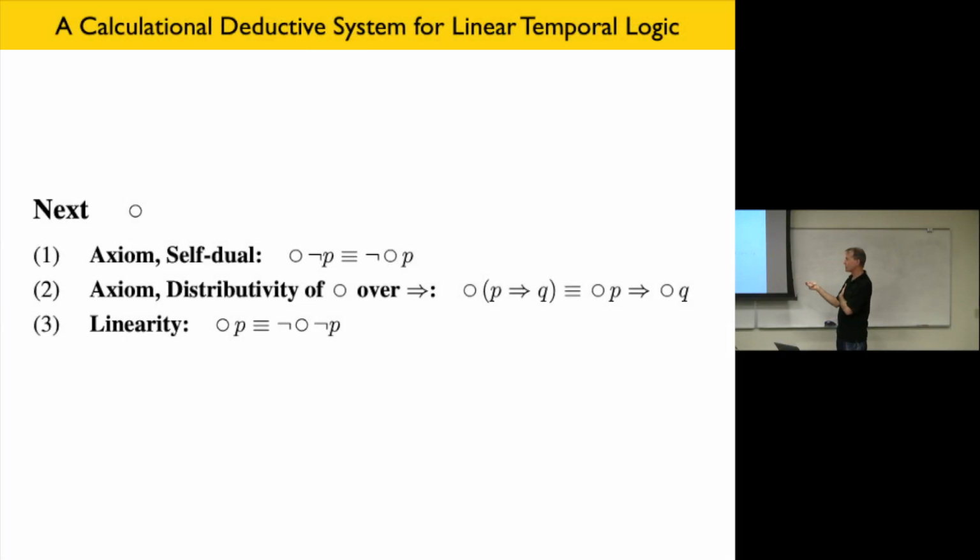Our first axiom is called self-dual. So we'll start with next. These two axioms define the next operator. What it says is that next not P equivales not next P. Will we ever prove theorem 1? Yes or no? No, because it's an axiom. And the next one is that next distributes over, what is this? Implies, implication. And what it says is next (P implies Q) equivales next P implies next Q. Are you with me?